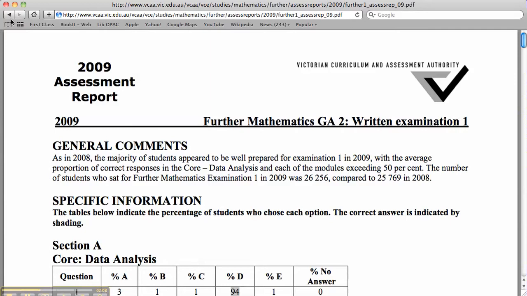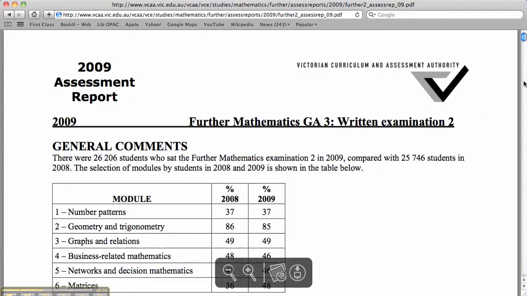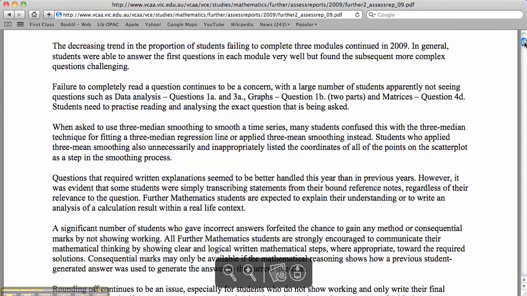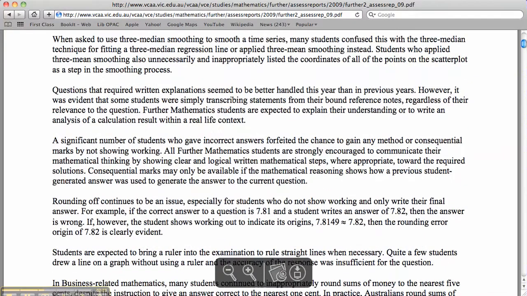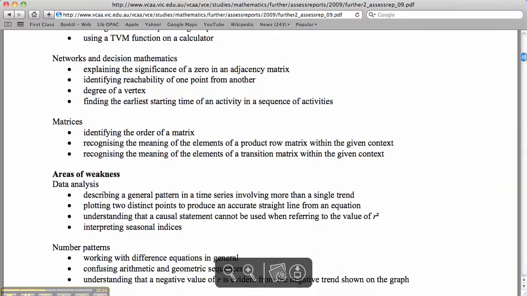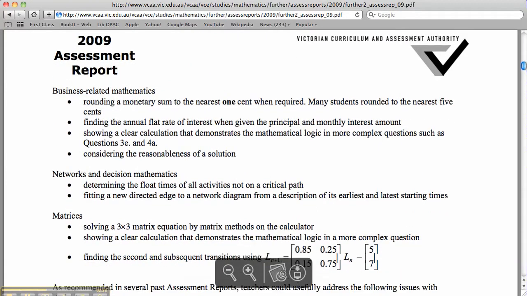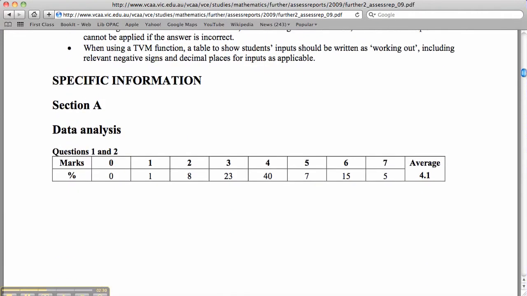Now if I just go back and show you exam 2, it's pretty much the same thing, but the setting out's slightly different. So the first page just goes into detail about who studied what, but if you just scroll down, it goes through the areas of strength, areas of weakness, and then it goes through each module separately. So here you can see the data analysis.